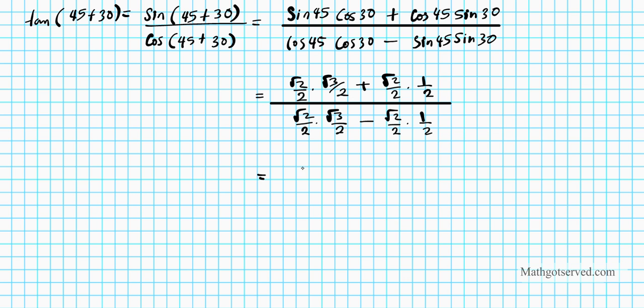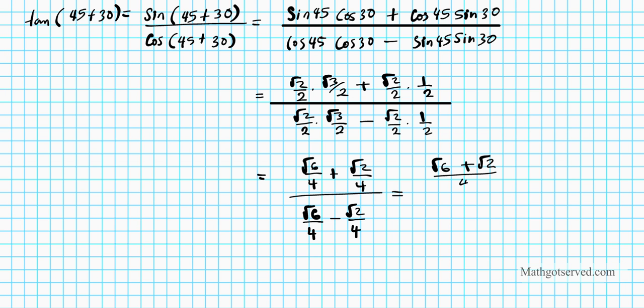On the top, we have root 6 over 4 plus root 2 over 4 divided by root 6 over 4 in the denominator minus root 2 over 4. All right, you just multiply across numerator, numerator, denominator, and denominator. When I combine the fractions on top, I have root 6 plus root 2 over 4 divided by, in the denominator, I have root 6 minus root 2 over 4.